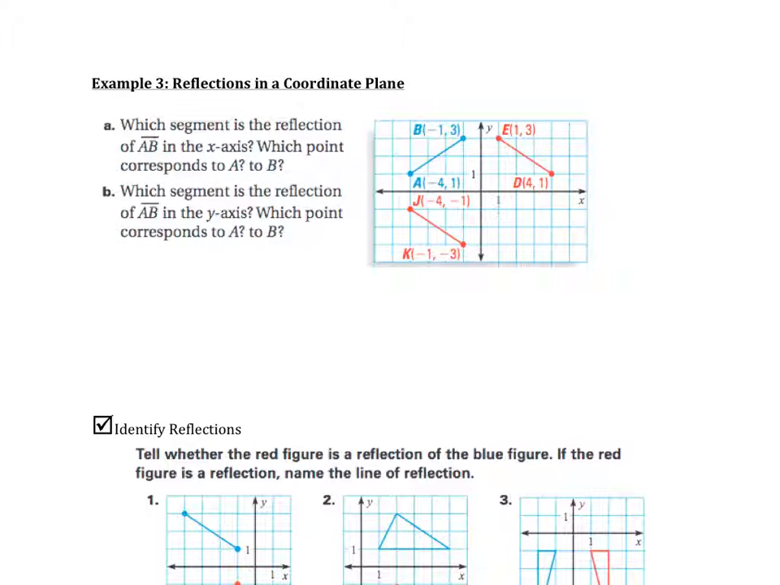Okay, we're going to look at the blue as the original, and which one is reflected across the x-axis. So the x-axis, so I want to go across that. The only one that can be would be JK. And which point corresponds to A, J prime, and which point corresponds to B, K. I guess that's not a prime, sorry, it's just a J.